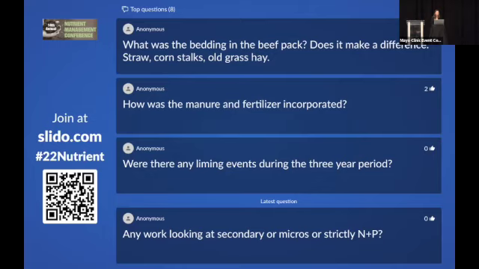So what was the bedding in the beef pack? Does it make a difference? Straw, corn stalks, old grass hay. We actually used 2 different beddings, manure sources in this particular study. The 1 year was more of a wheat straw and the 1 year was corn stalks.